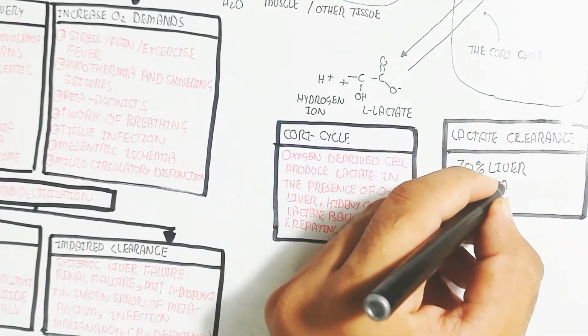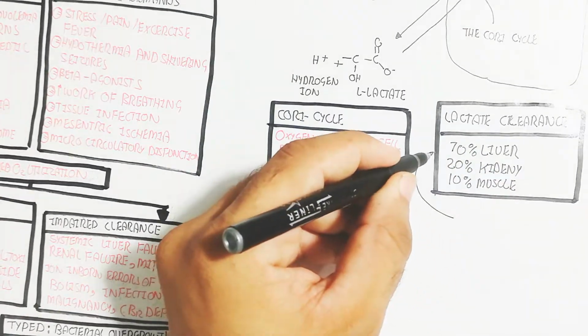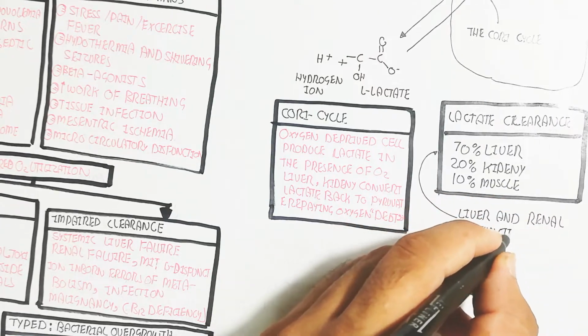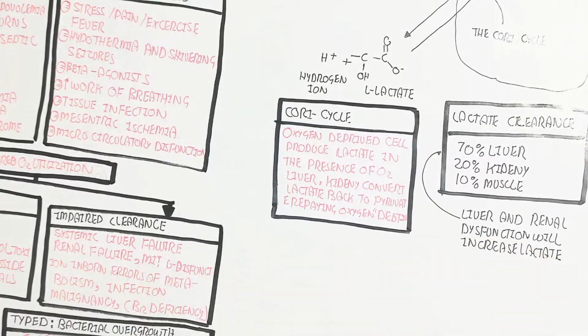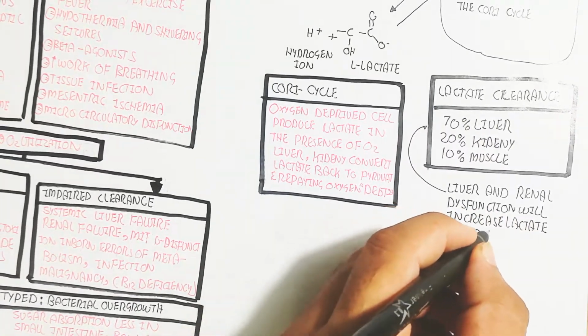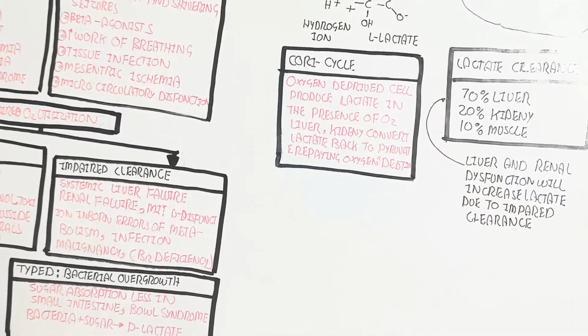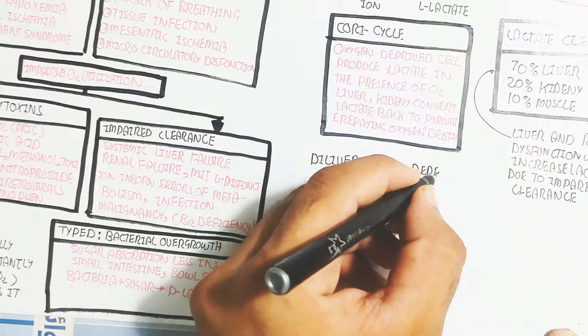So here, lactate clearance is 70% by the liver, 20% by the kidney, and 10% by muscle. So liver and renal dysfunction will increase lactate due to impaired clearance. So when there is kidney failure or liver failure, basically major liver failure will cause more lactic acidosis.